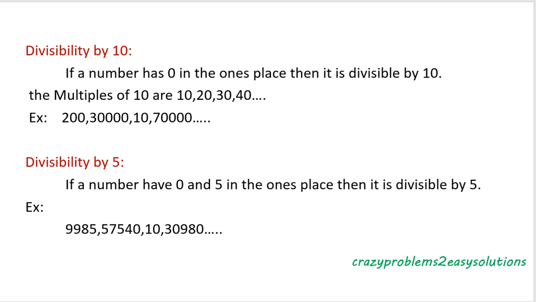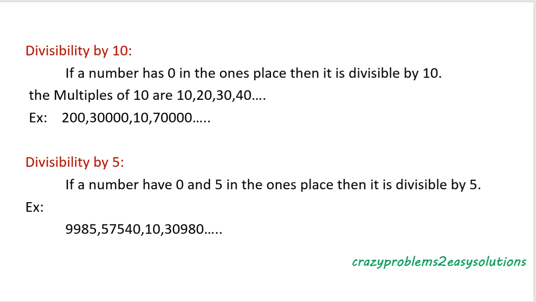First, divisibility by 10. A number which has 0 in the ones place is obviously divisible by 10. For example, 200 is divisible by 10. In the case of 202 or 209 or 222, there is no 0 in the ones place, so those are not divisible by 10.